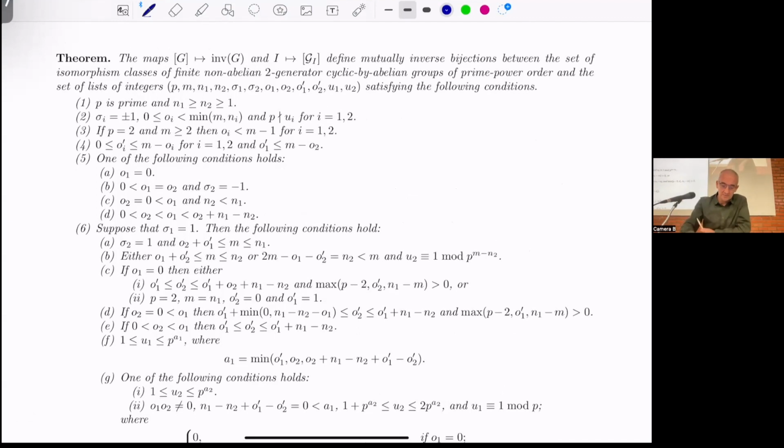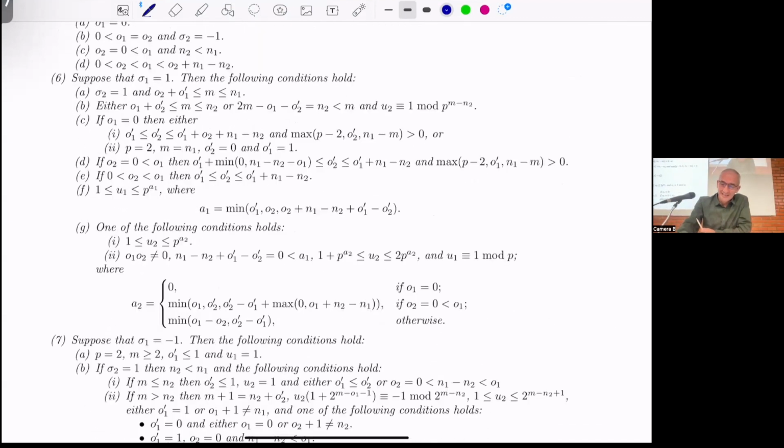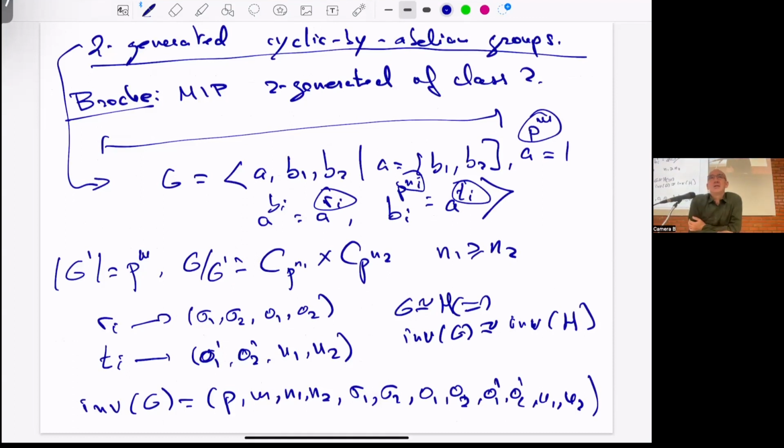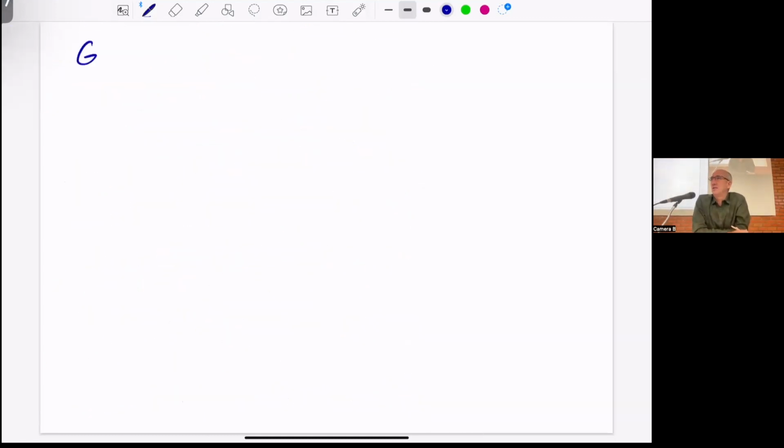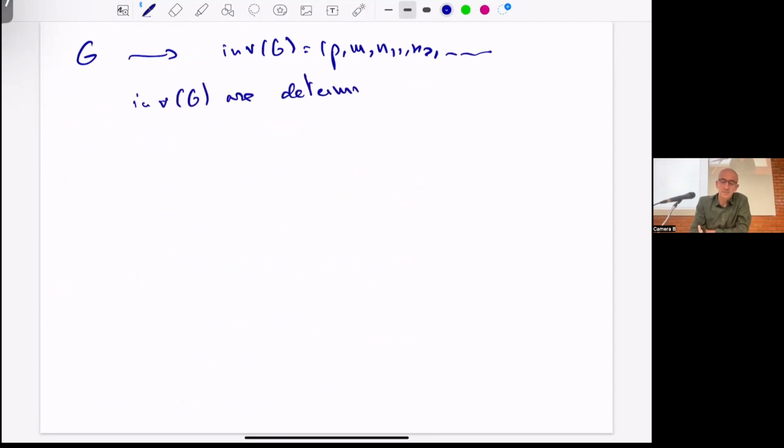Okay, maybe this is not nice. It's not nice at all. But it helped us because it gave us a way to attack the modular isomorphism problem. So you start with your group, which is two generated cyclic-by-abelian, and you want to know if the list of invariants, the question is whether these invariants are determined by the isomorphism type of F_p G, or you can replace F_p by another field of characteristic p.